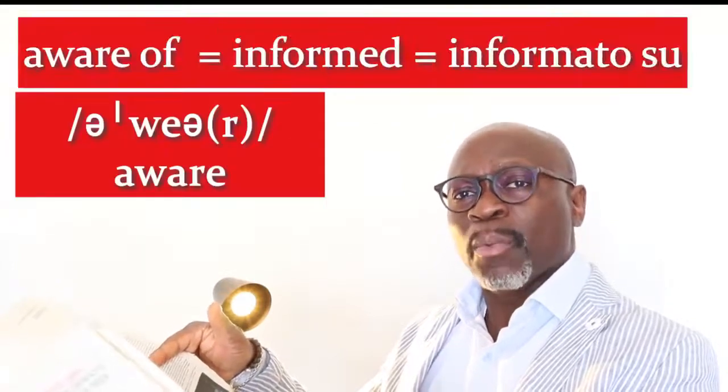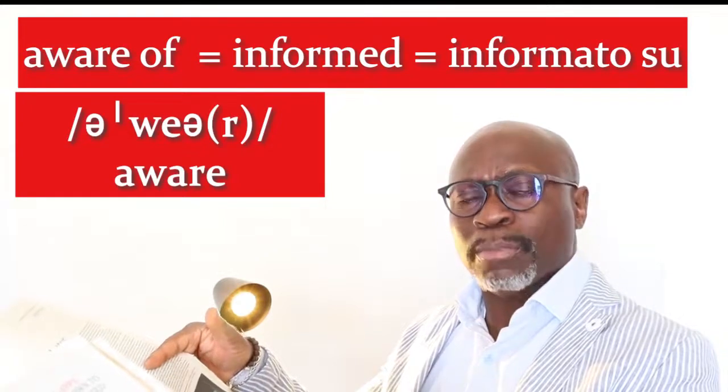Oh, hi. I'm reading the newspaper because I want to be aware of what's happening around the world. Please say with me, everyone, aware of. Aware of, which simply means I want to be informed about what's happening. I want to know what's happening around the world. So I'm reading this newspaper.